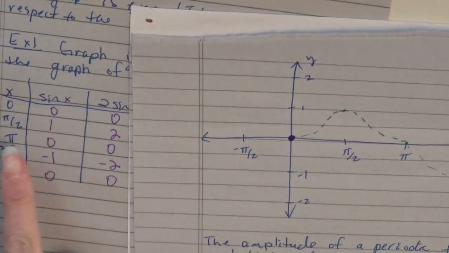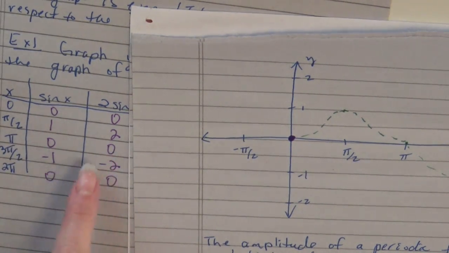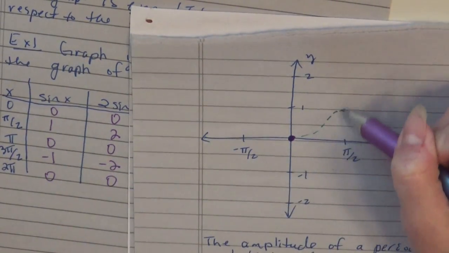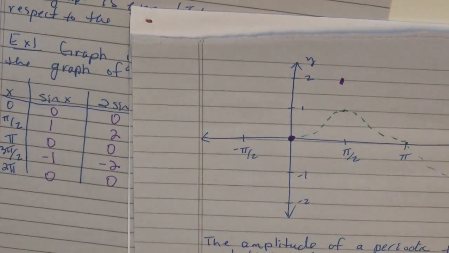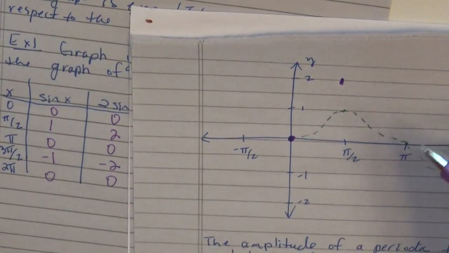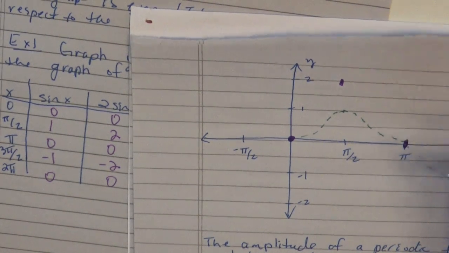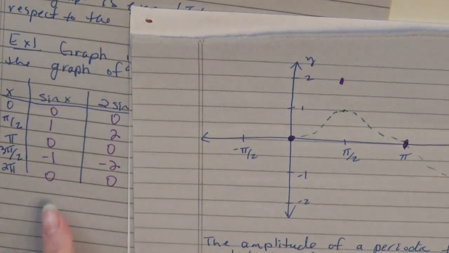Now I need the ordered pair (pi over 2, 2). So pi over 2 on x, but I go up here to 2 for y. And then I need the ordered pair (pi, 0), so I got another x-intercept at pi. I need the ordered pair (3 pi over 2, negative 2), so that's going to put me down here. And then I've got the ordered pair (2 pi, 0), so another x-intercept.